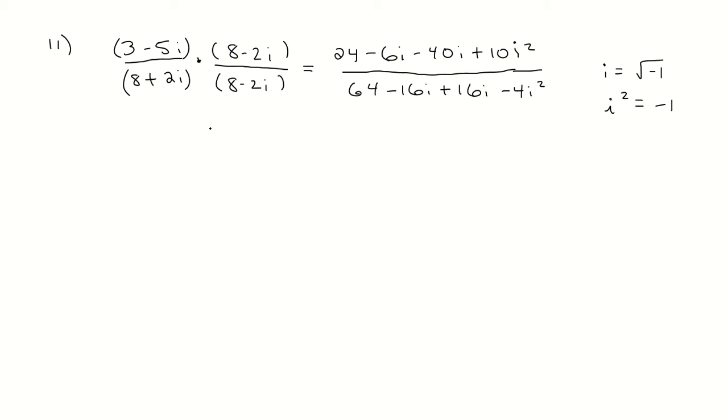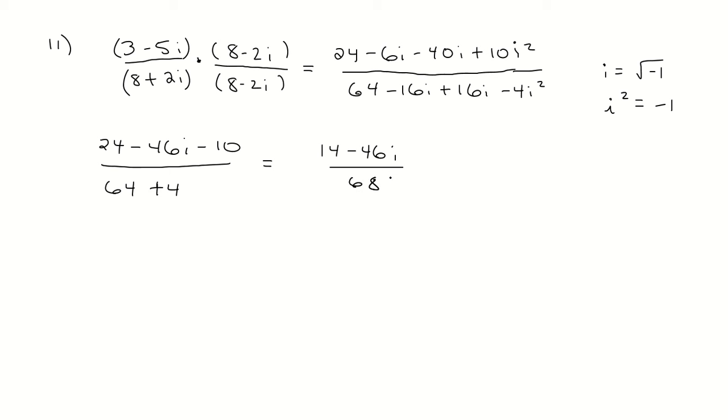Okay, so now I'm just going to clean up the top. So I'm going to get 24 minus 46i. i squared is negative 1, so this is really a positive 10 times a negative 1, so minus 10. And then 64. Here, this 16i and negative 16i cancel. Again, i squared is negative 1, so negative 4 times negative 1 is a positive 4, or adding 4. So now 24 minus 10, combining like terms, gets me 14 minus 46i over 68.